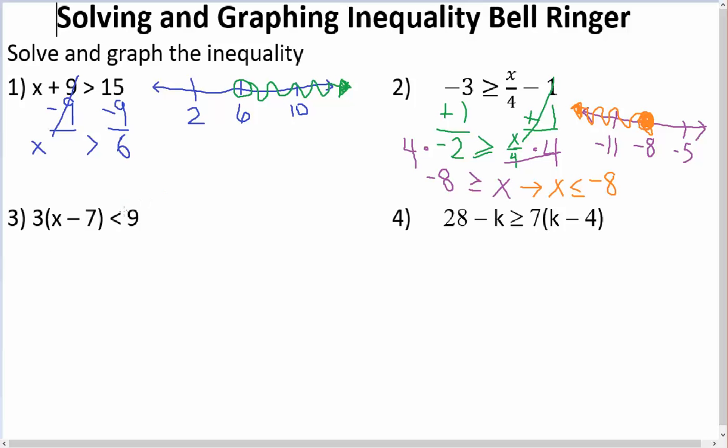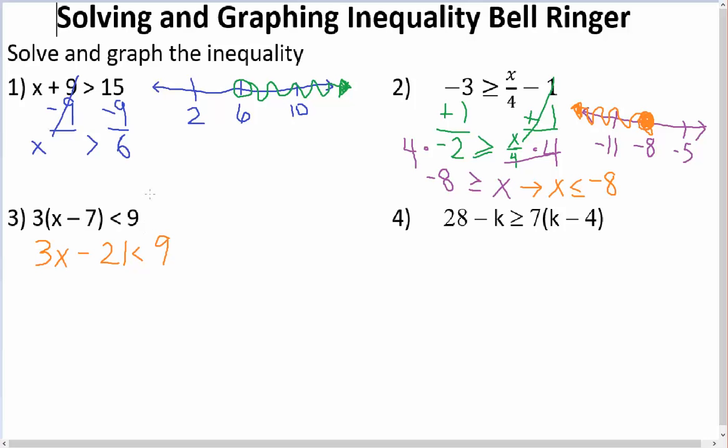Okay, number 3. So we have 3 times the quantity of x minus 7, all less than 9. So first we have to do distributive property. We're going to simplify both sides. So 3x minus 21, because I multiplied 3 times x and 3 times the negative 7, and that is less than 9.